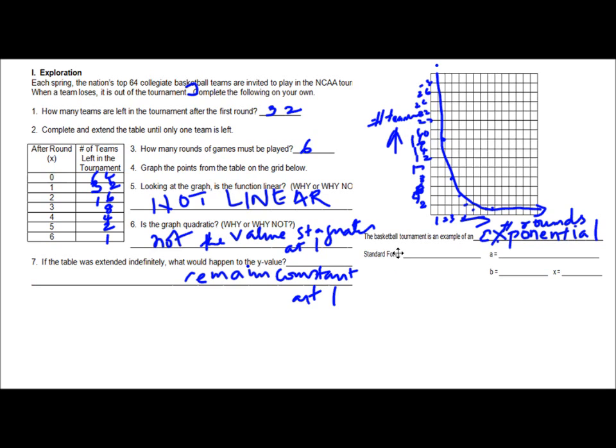So how do you write the standard form? It is f of x equals a times b to the x. So a is the initial amount. b is the growth or decay factor. And x is the number of trials, or number of rounds in this case. So this is a great introduction to the exponential function.